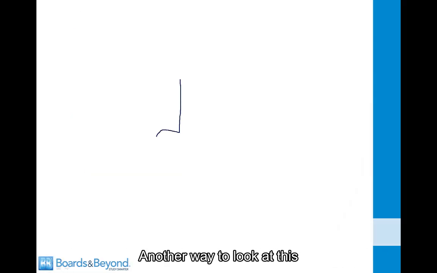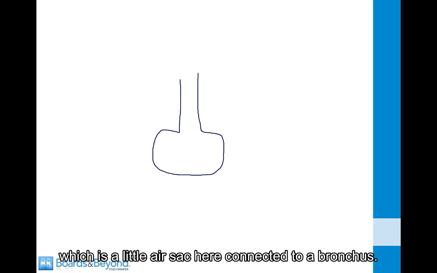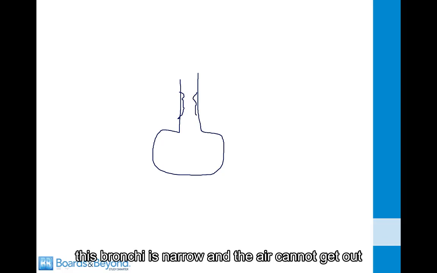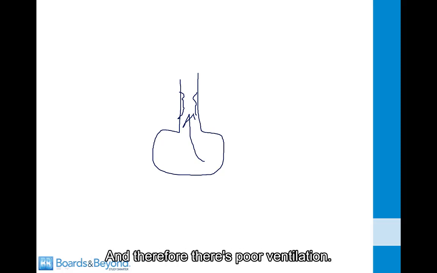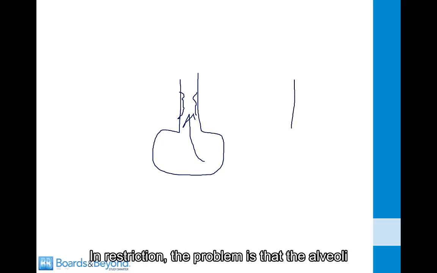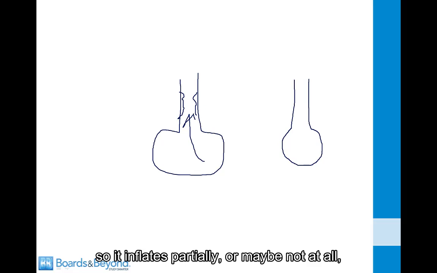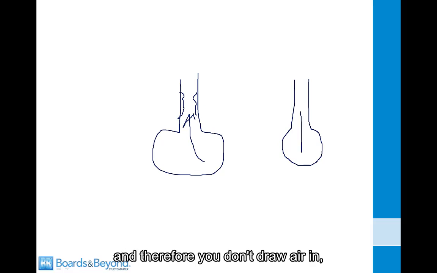Another way to look at this is to think about a little alveoli, which is a little air sac here connected to a bronchus. In obstruction, the problem is generally here. This bronchi is narrowed and the air cannot get out of the air sac of the lungs, and therefore there's poor ventilation. In restriction, the problem is that the alveoli cannot inflate fully, so it inflates partially or maybe not at all, and therefore you don't draw air in, and when you go to exhale, there's less air to push back out.